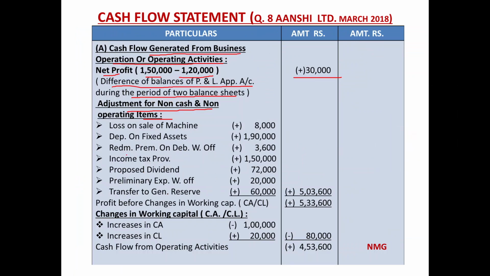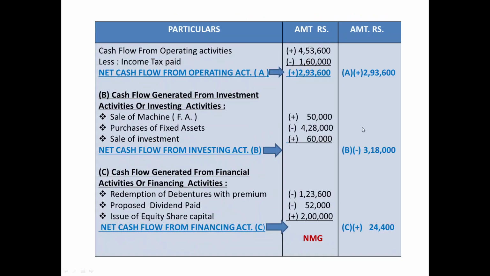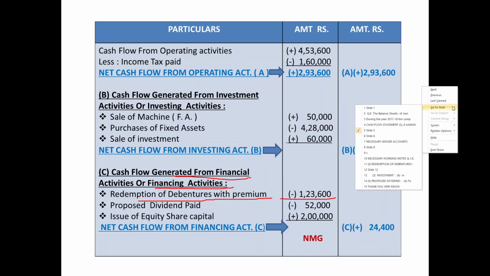3600 redemption premium on debentures written off plus 3600. While redemption of debenture 1,23,600 under financing activities, redemption of debentures with premium minus 1,23,600. So this was for redemption of a debenture.